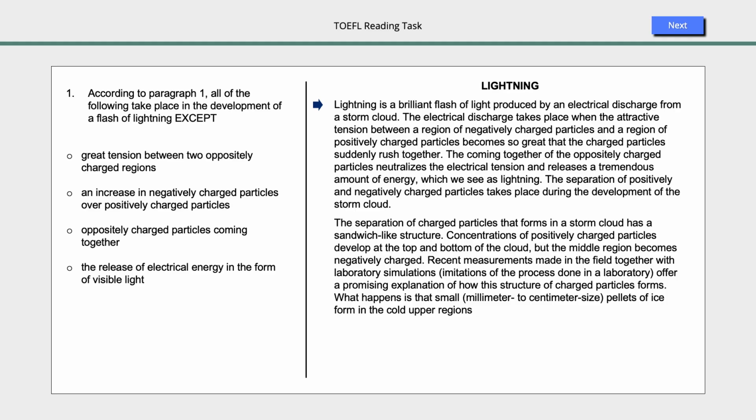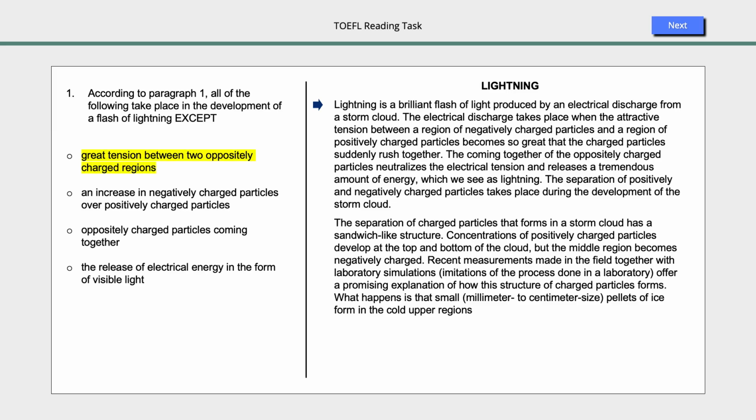Okay, that's it. How did you do? Let's take a look at the answers and find out. Question 1 says, according to paragraph 1, all of the following take place in the development of a flash of lightning except. Because of the word except, we know this is a negative factual information question. So you need to find out which options are supported by the passage to work out which one is not supported by the passage.